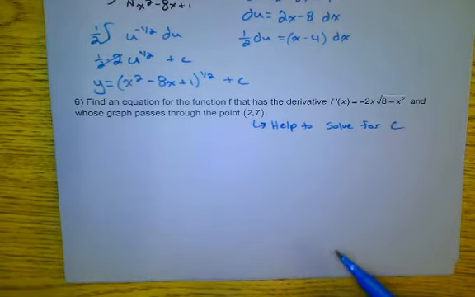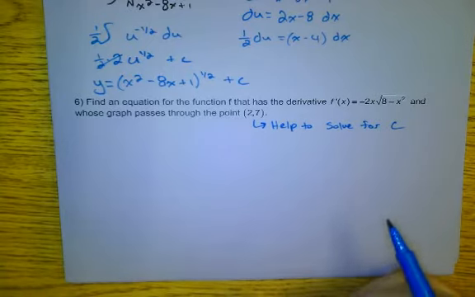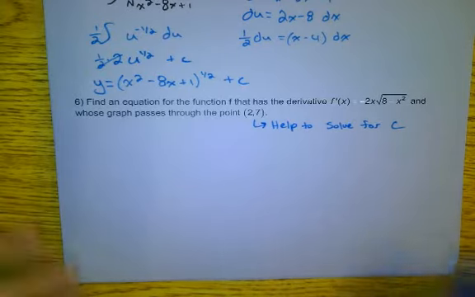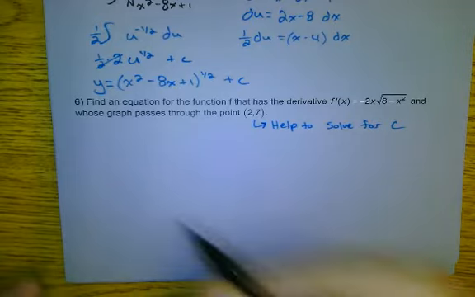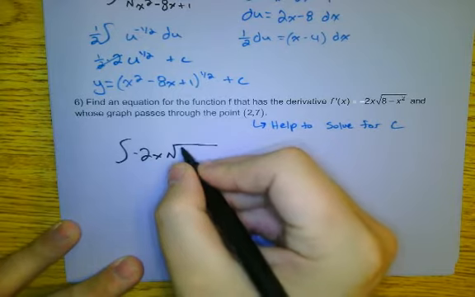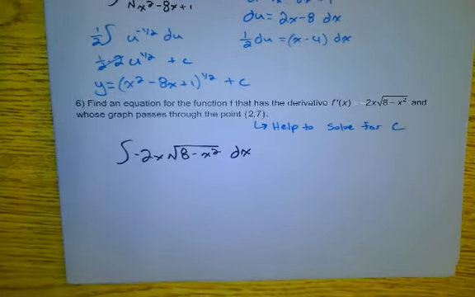So this is where it's best not to make this c to the 10th over 2. That's going to be really tough to solve for if you make c to the 10th over 2. Make it plus c. Okay? So the problem we have in front of us here is going to be: find the antiderivative of negative 2x, square root of 8 minus x squared.